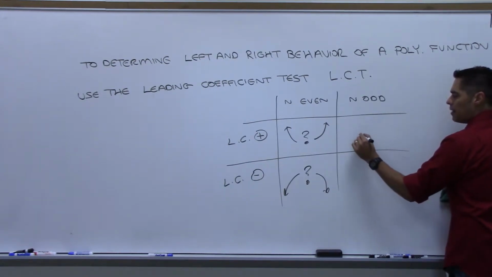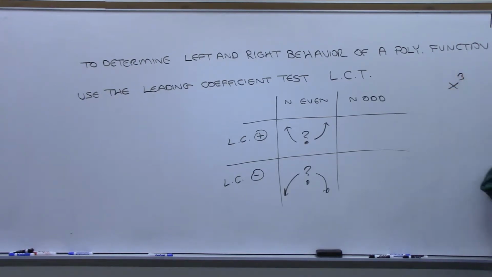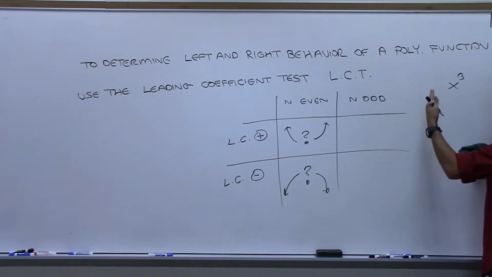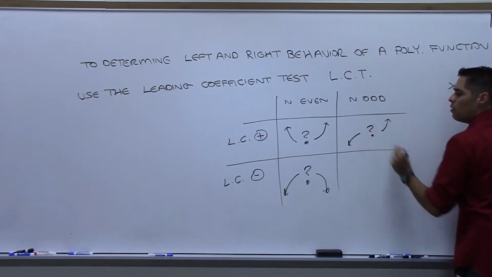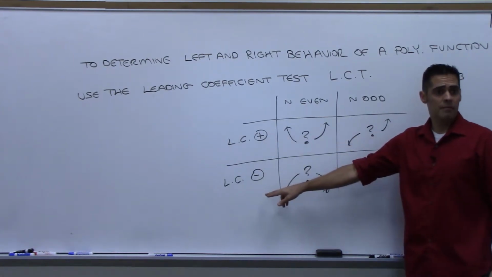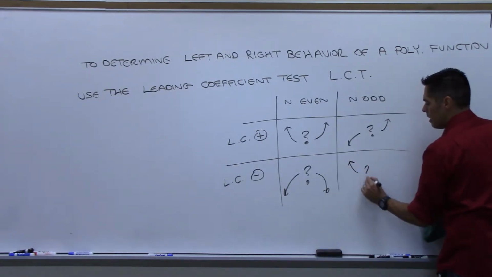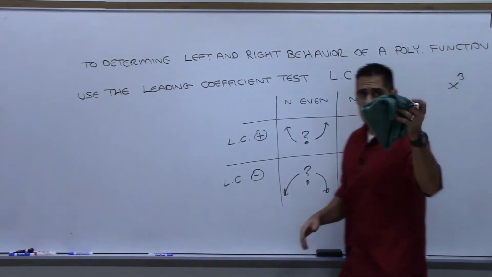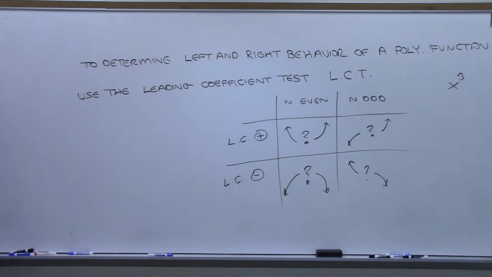Okay, so now odd functions. One of the odd functions from your toolbox was x cubed, right? And you remember what that looked like, right? It was down on the left, up on the right. So that's what this is going to be, down on the left, up on the right. In the middle, we won't know. And then if you change it to a negative in front of the x cubed, it's going to flip it over the x-axis. So it'll go up on the left and down on the right. So again, if you want to memorize a table, you can. You can actually create the table yourself if you just think through it a little bit.